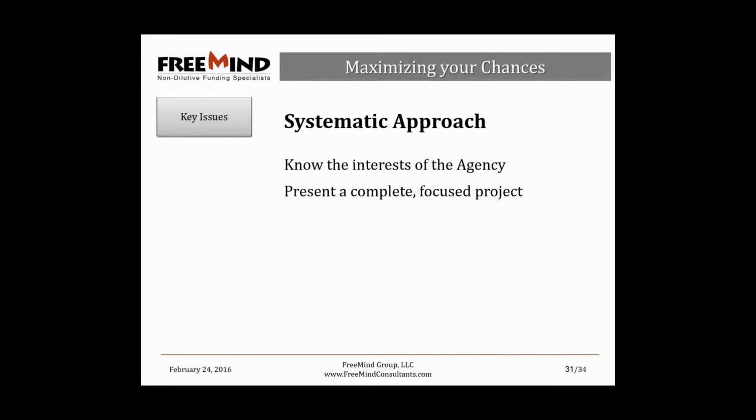And basically, to make sure that you are maximizing your chances of success, first of all, we recommend a systematic approach. Know the interests of the agency. Make sure that you're submitting to an agency that is, of course, interested in what it is you do. You have to present a complete and focused project. These mechanisms are not here to fund a company. They are basically here to fund a scientific project. You have to make sure that the project that you're presenting is complete, that it's interesting, and that is basically worth their time and money.